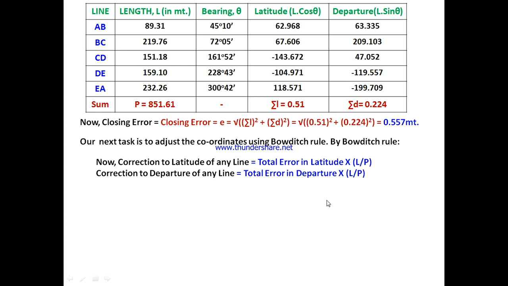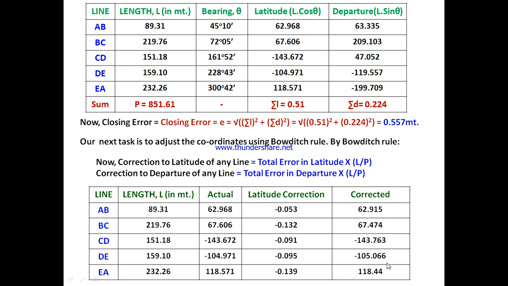And what is the formula of Bowditch rule? It will be equal to the total error, or the value of latitude of a particular line, upon the arithmetic sum of the latitudes, into the closing error. In this manner we can determine the value for the particular traverse. Here you can see the lines AB, BC, CD, DE, EA, their lengths, and the actual values.